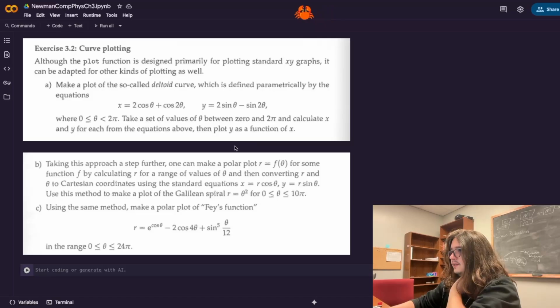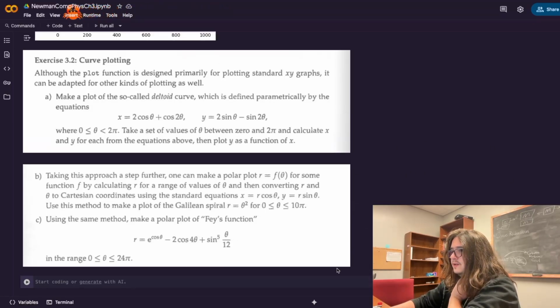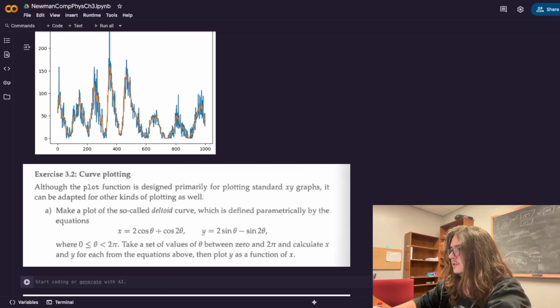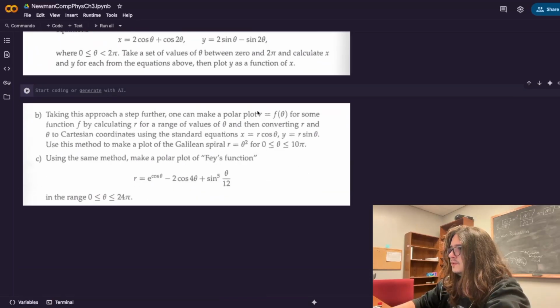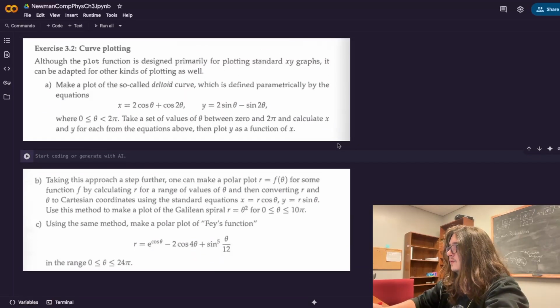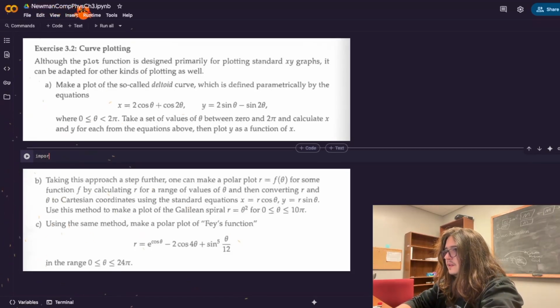Its domain is theta is 0 to 2 pi, but we're going to be plotting x versus y instead of r versus theta or anything like that. So let's do that in this cell here. We know we're going to need matplotlib, so let's start by doing that guy.